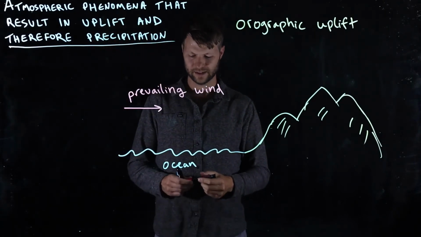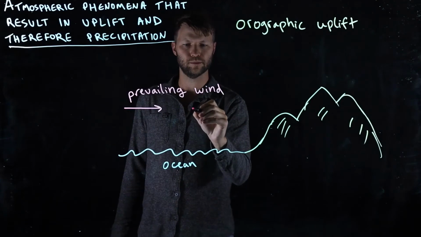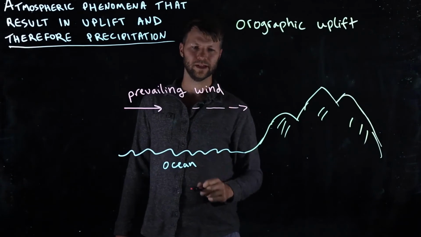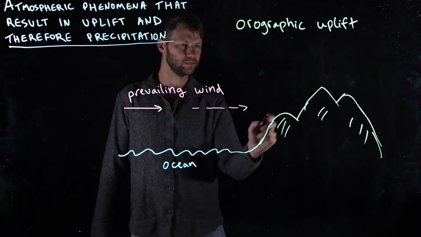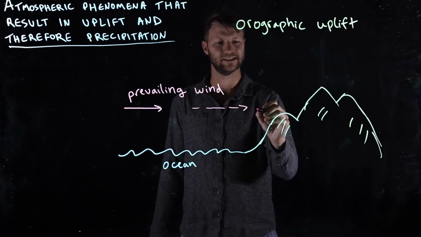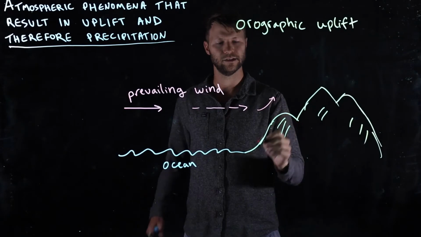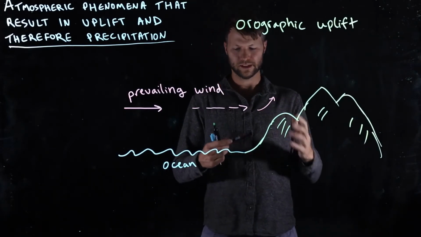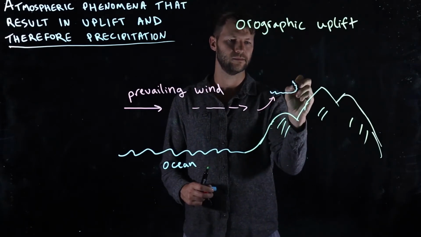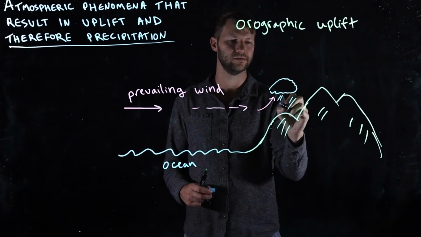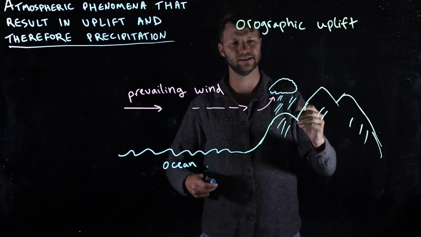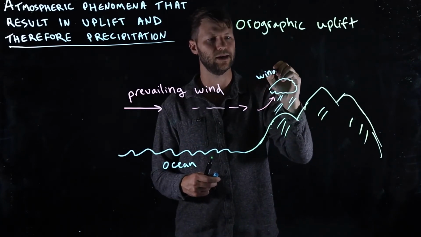What will happen is that this wind will push air masses towards the mountain. It'll pick up water vapor over the ocean. But when it hits, the mountain is blocking it, and it forces those air masses to uplift. And as they do, they will expand and cool, and therefore result in precipitation. So here's your cloud, precipitation coming out and falling here on what is known as the windward side of the mountain range.